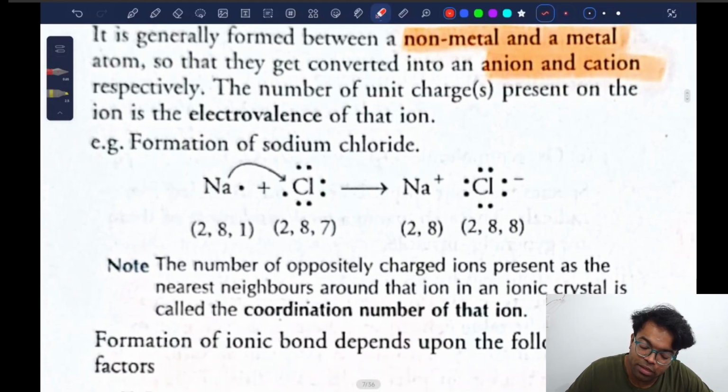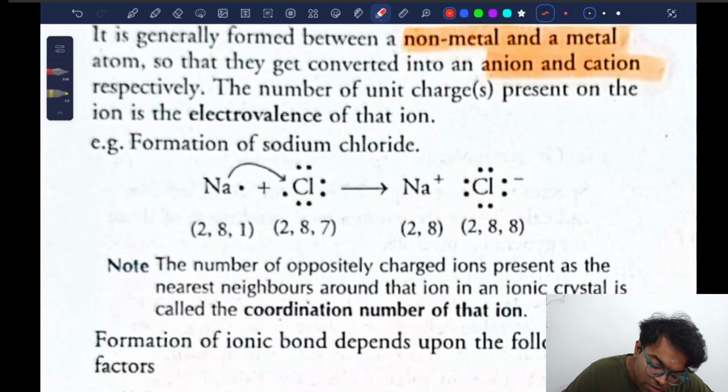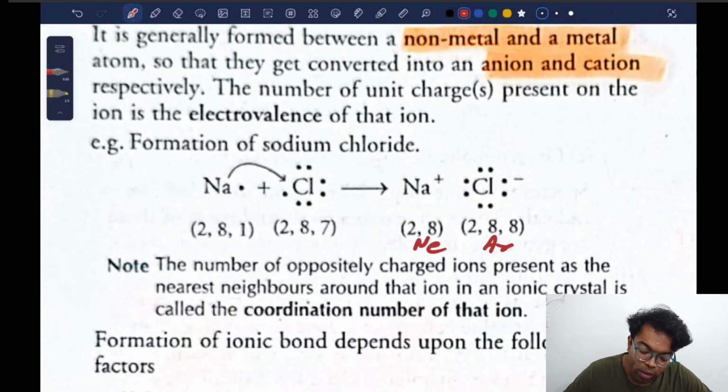Okay, so this is sodium and this is chlorine. There is a transfer of electron that is taking place between them. Therefore, sodium is getting a positive charge, chlorine is getting a negative charge, and you can see the structure. You can see the electronic configuration also. When you see the electronic configuration, what do you see? You see this is somewhat the electronic configuration of neon, and this is the electronic configuration of argon. Both of them are noble gases.